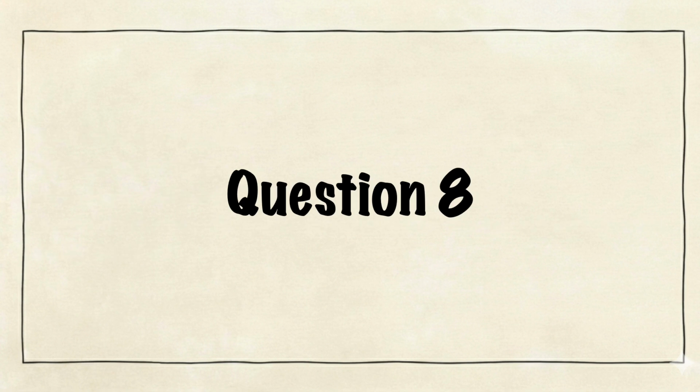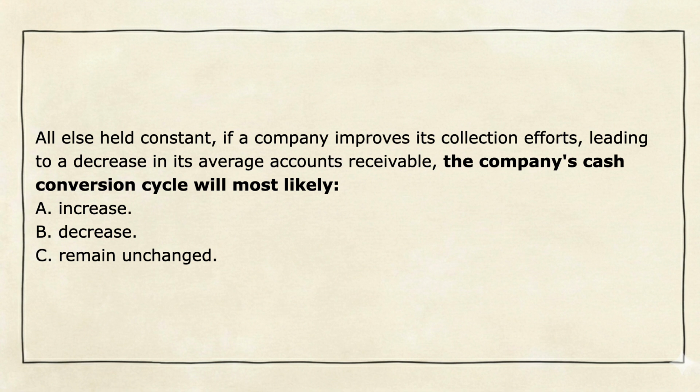Question 8. All else held constant, if a company improves its collection efforts, leading to a decrease in its average accounts receivable, the company's cash conversion cycle will most likely A: Increase, B: Decrease, C: Remain unchanged.